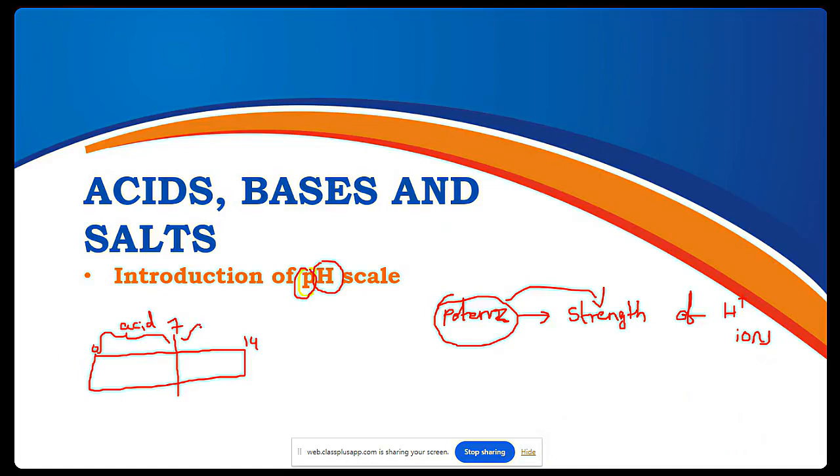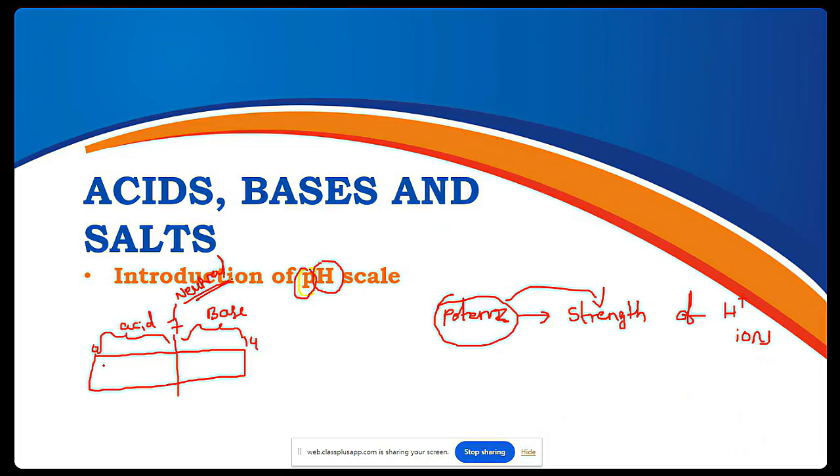and from 7 to 14, that is base. Anything not equal to 7 but greater than 7 is base, and less than 7 is acid. But exactly 7 is neutral, neither acidic nor basic. Okay, neutral solution.